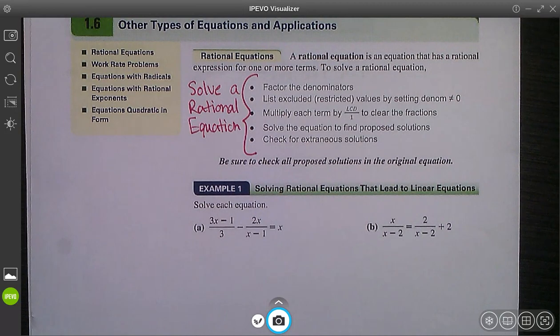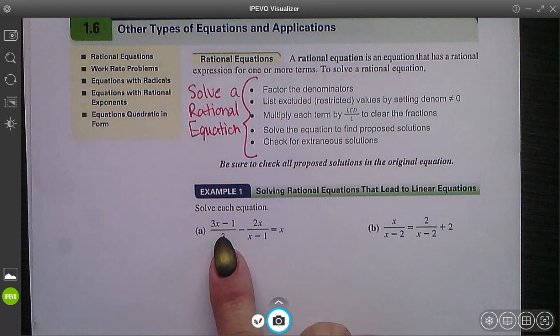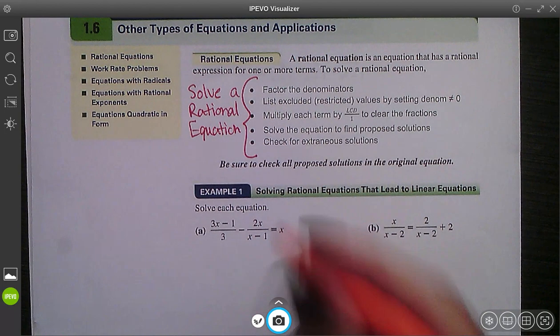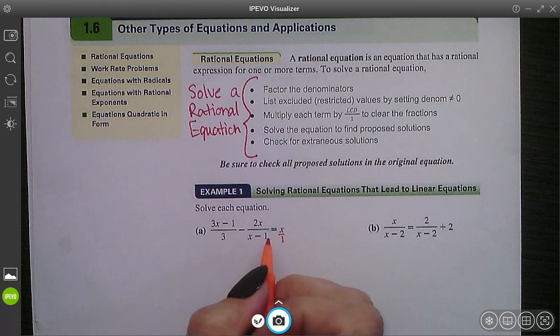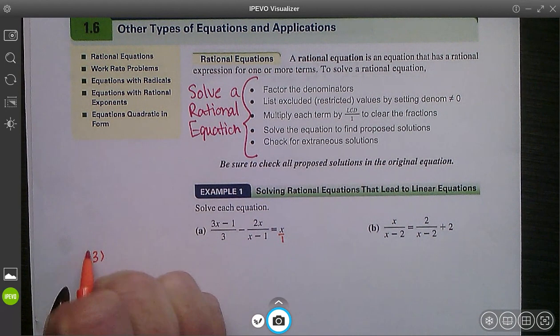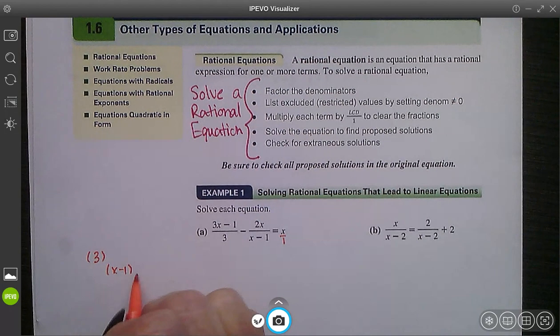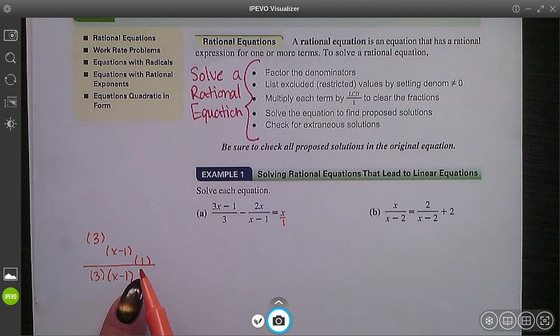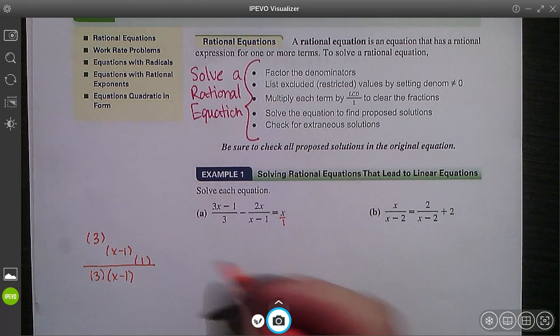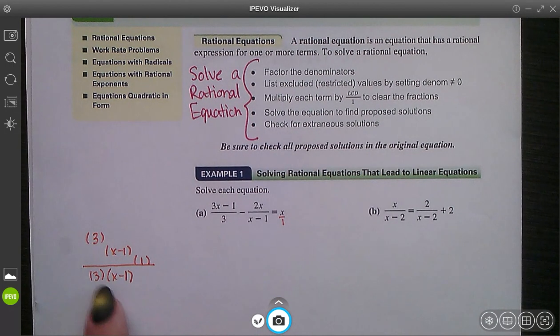So let's look at this first problem here. The denominators are already factored. In fact, I'm going to go ahead and put this one over 1, that term. So my denominators are 3 and x minus 1 and 1. None of those are the same, so the LCD will be 3 times x minus 1. I won't usually include the times 1 because it doesn't really do much for me. So I'm going to take each term and multiply it by 3 times x minus 1 over 1.